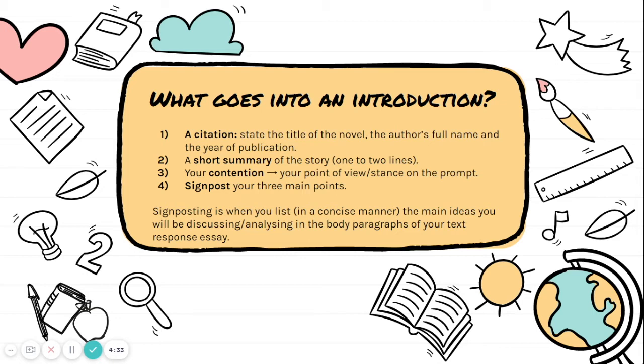Second thing that you want to include in an introduction is a short summary of the story. And usually you only want to do a 1 to 2 sentence summary. The third thing is your contention. So you want to actually clearly state your point of view, your stance, your opinion on the prompt. And then last but not least, you want to signpost your 3 main points. Now, signposting is when you list in a concise manner, and concise just means in a really short manner, the main ideas you'll be discussing and analysing in the body paragraphs of your text response essay.